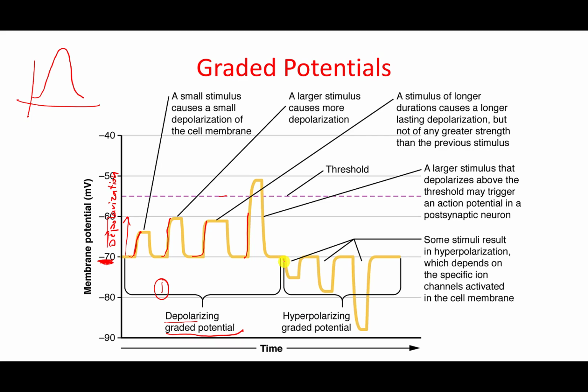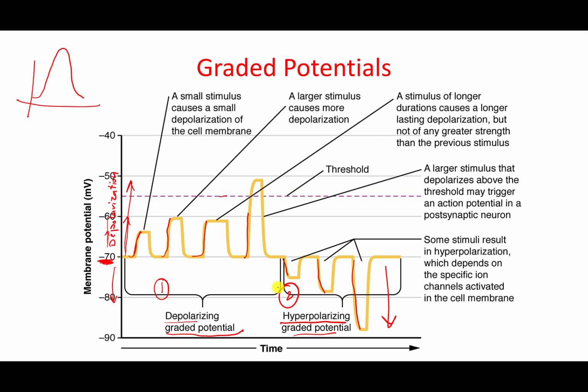The other form is when these changes are happening in the opposite way, meaning that they are going to even more negative values. These are called hyperpolarization or hyperpolarizing graded potential. It means you are increasing the polarity of the membrane. We are not losing it. Here we are losing the polarity. No, here we are increasing the polarity of the membrane. So this is the second type of the graded potential.